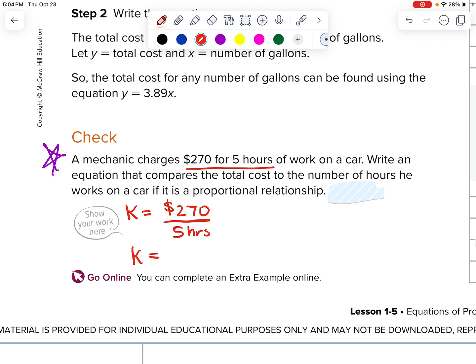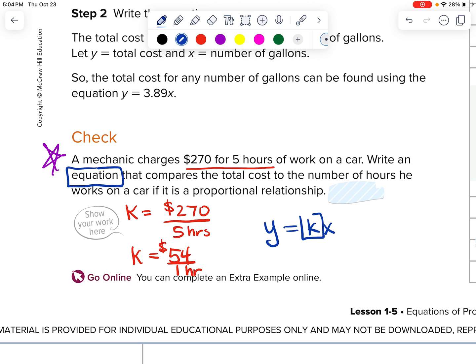The k should be 54. That, of course, means $54 for every 1 hour that he works on your car. But that's not the question they asked. They actually said, what is the equation? So an equation has to look like this, y equals kx.